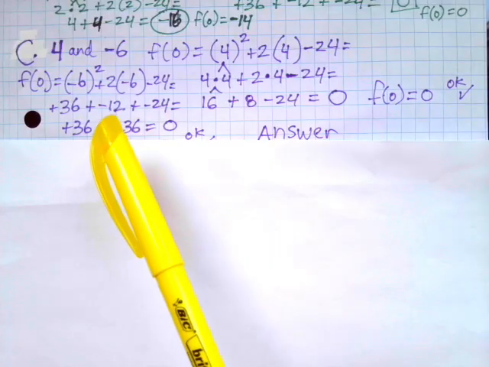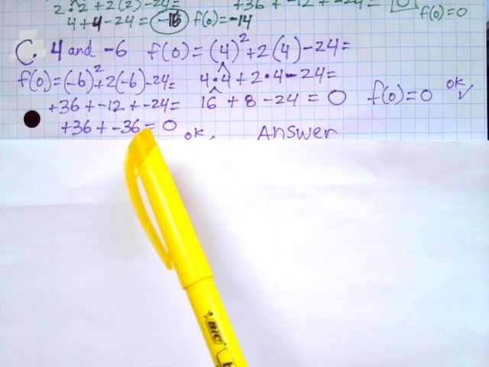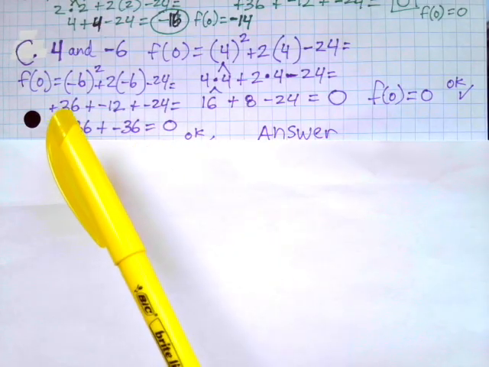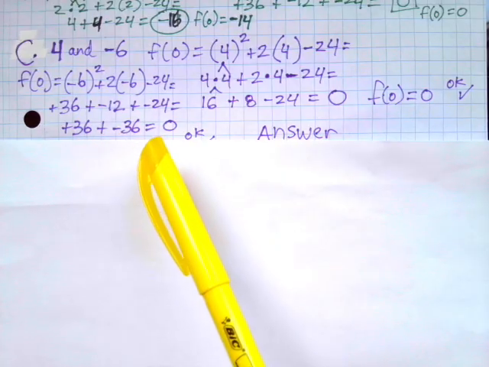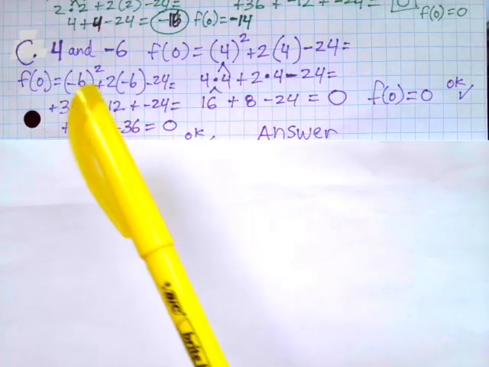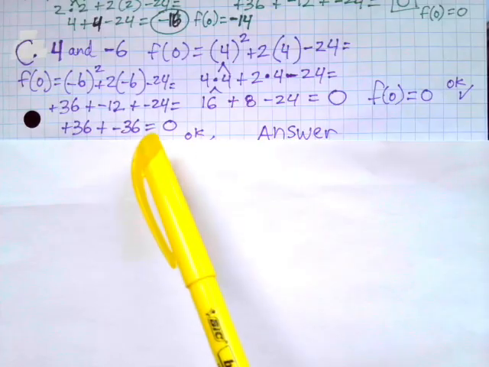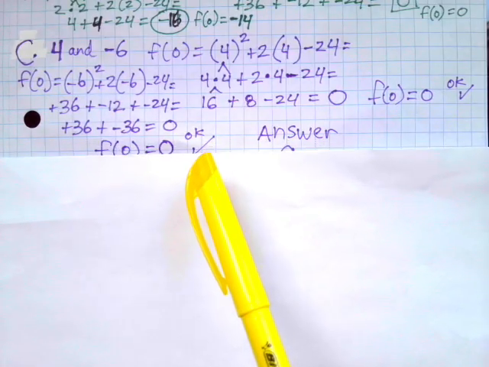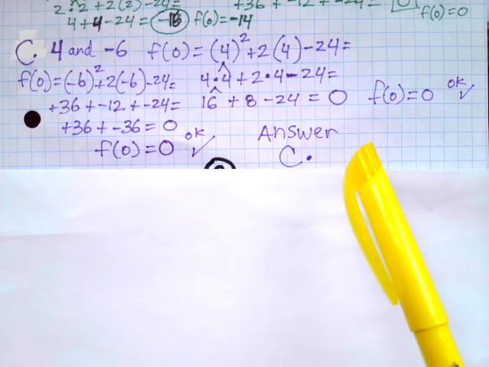Excuse me, let me rephrase that. Negative 12 plus a negative 24 is a negative 36. So a positive 36 plus a negative 36 gives me 0. Is the function of 0 equal to 0? That checks out as well. That is my answer, C.